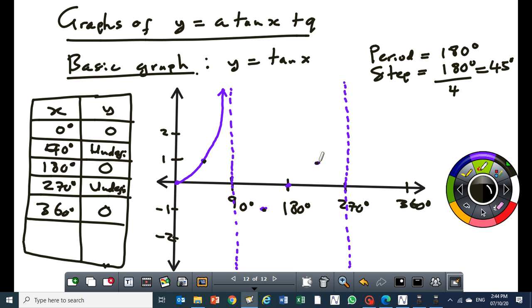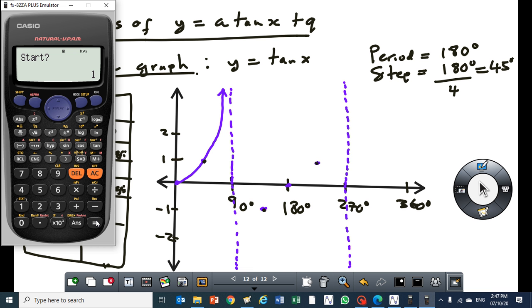You've got a calculator. Start at 0, press equal. You are ending at 360, then you press equal. Do it as I am doing it. The only way you can understand it is by practice, by doing it as well. Then the step for tan is 45 degrees. You have to be very careful. If you are given the graph of tan, your step is 45. If you forget that in the test, shame on you. Alright, so put 45. Then you press equal.